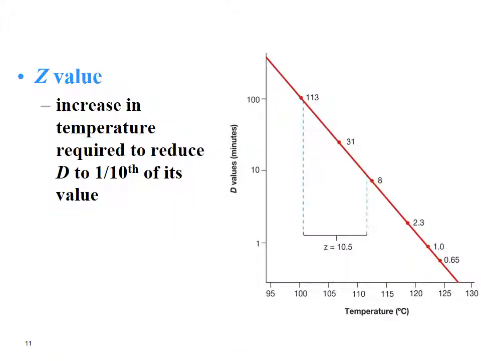D values are then used to estimate the relative resistance of a microorganism to different temperatures through calculation of the Z value. The Z value is the increase in temperature required to reduce the D value to 1/10 of its value, or to reduce it by 1 log cycle when log D is plotted against temperature. So in this example of a test microorganism, the Z value is shown here as 10.5 degrees Celsius.